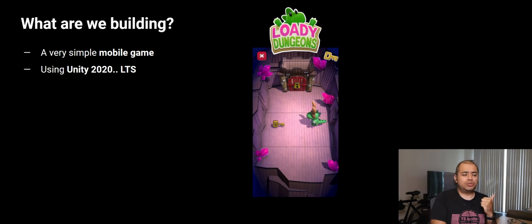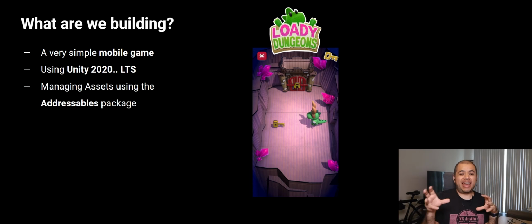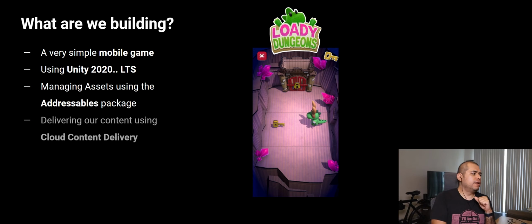We're going to be using Unity 2020.3 LTS. We're going to be managing the assets using the Addressable Asset System, and we will talk about that in a second. And the way we're going to be delivering content is using the Cloud Content Delivery Service. Also, we're going to talk about why that is important.